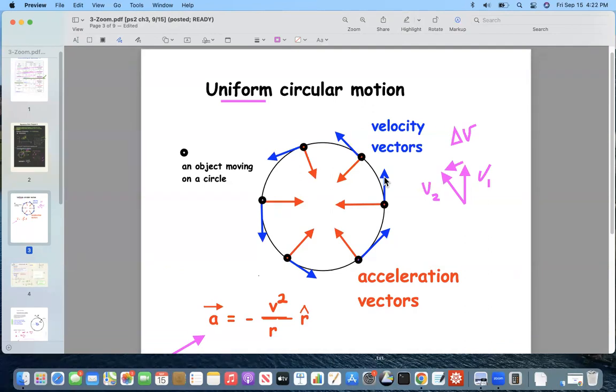Not that the magnitude is changing, but that the direction is changing. And same way, the acceleration direction is constantly changing as you go around the circle, but the acceleration size is always v squared over r in that direction.